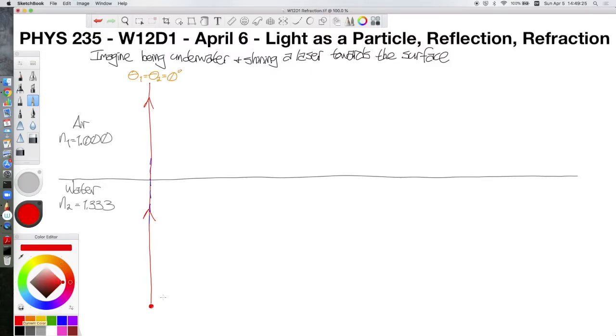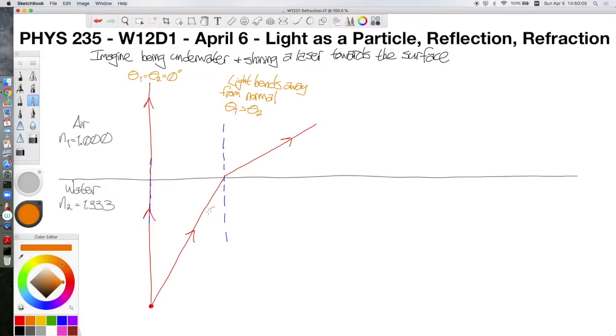Now let's imagine shining our laser at a little bit of an angle, so maybe we shine it this direction. Well, our light is about to pass from a higher index of refraction material into a lower index of refraction material, so the light here will have to bend away from the normal. Or stated another way, theta 1 here is going to be greater than theta 2.